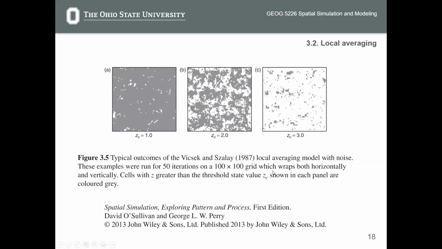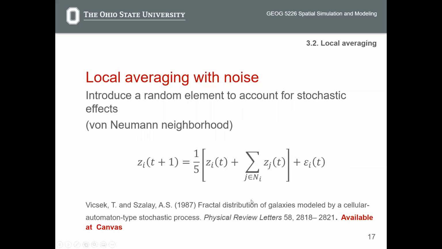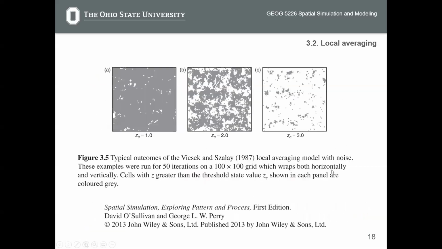So eventually, after 50 iterations or 50 generations, some cells have pretty high values, some of them have pretty low values because of this noise, right? Because it's totally random. We need to use some specific threshold to find out aggregation and segregation, because there are just so many extreme values. If ZC is equal to 1.0, it means that all cells with a value equal to or larger than 1.0 will be painted gray. So this is the result.